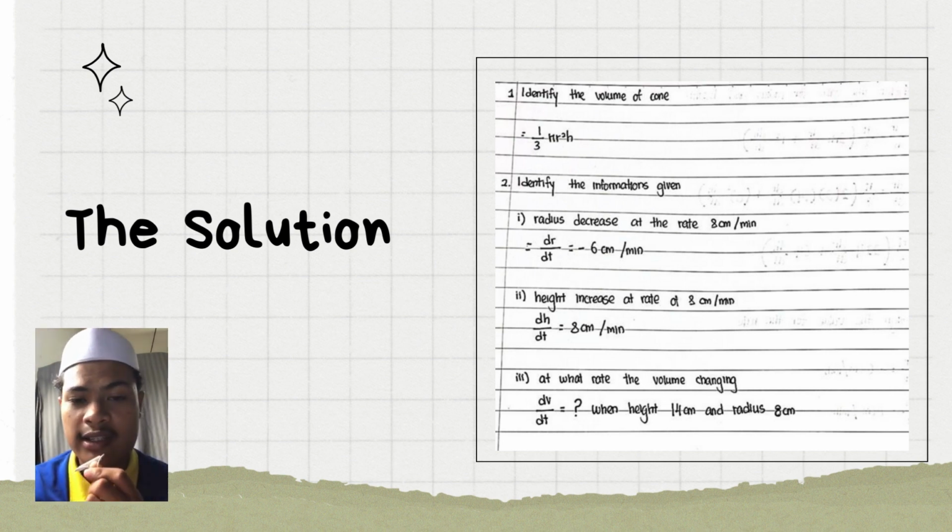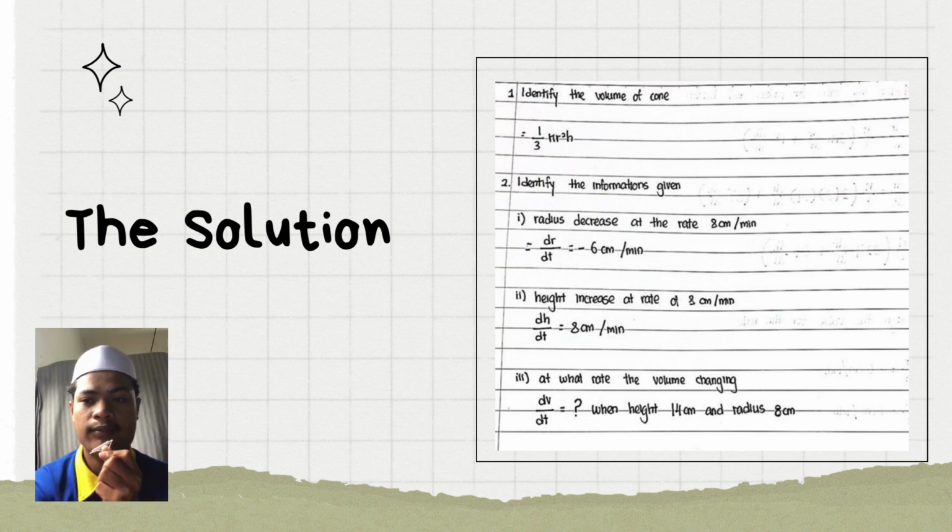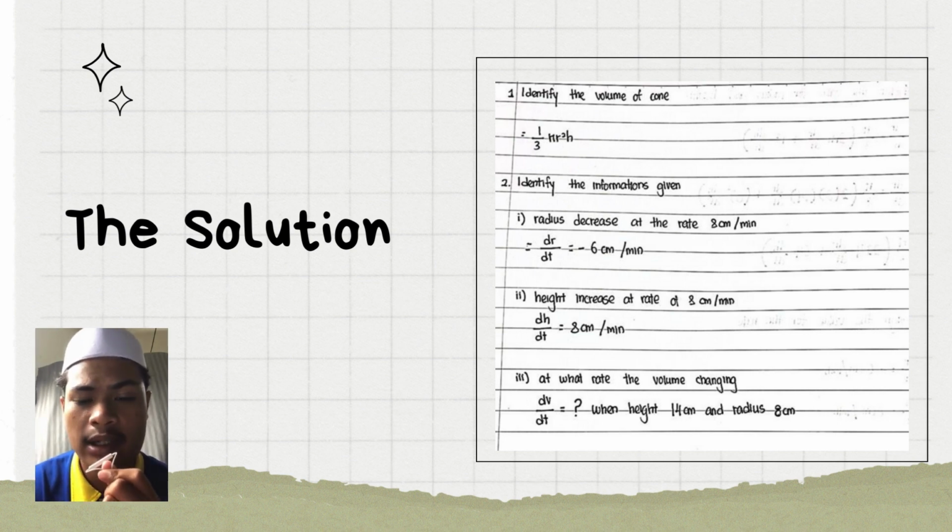The meaning of dr/dt is the first derivative of the radius with respect to time. This means the radius changes with time. Why do we insert the negative value? Because the radius is decreasing. Then we state the height increases at a rate of 8 cm per minute, and we write it as dh/dt equals 8 cm per minute. Then we state: at what rate is the volume changing when the height is 14 cm and the radius is 8 cm? This information we must state to avoid misunderstanding about the question.